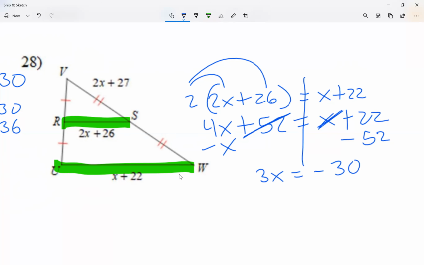Okay, there's a number besides 1, there's another number in front of x. So let me divide both sides by 3. Negative 30 divided by positive 3 will give me negative 10. Yeah, I was expecting x to be negative. So cool. This is what we call, again, mid-segment, because you guys see how it's a segment in the middle of the triangle.